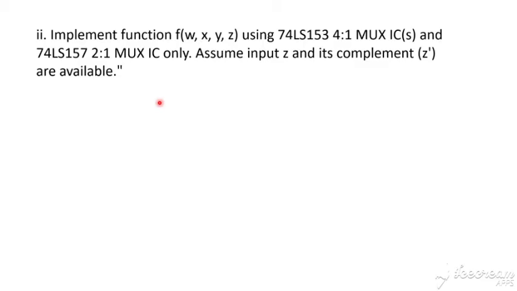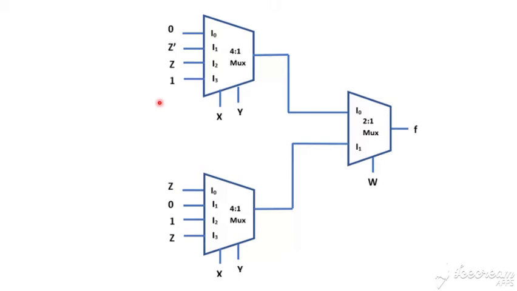Next, we will come to the second question. We implemented this function by using two 4 to 1 multiplexers and one 2 to 1 multiplexer, and we arranged them as shown in this diagram. This is the 2 to 1 multiplexer with 2 inputs, 1 output, and 1 switch. The others are 4 to 1 multiplexers with 4 inputs, 1 output, and 2 switches.